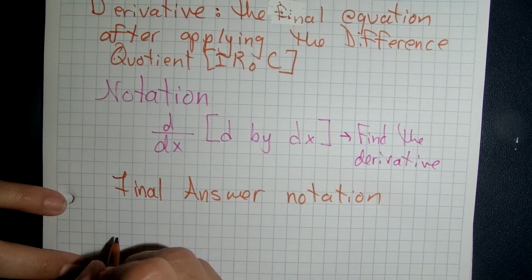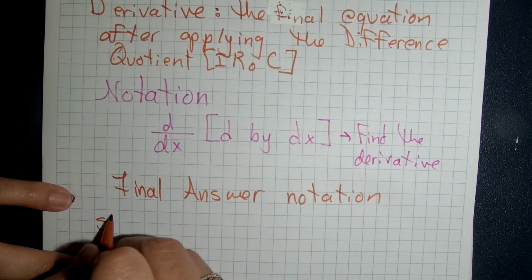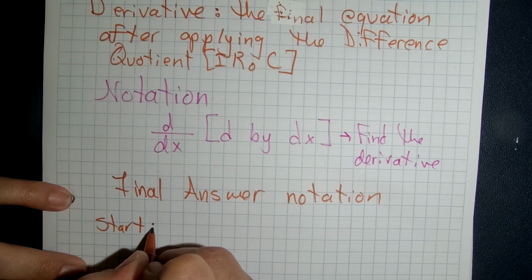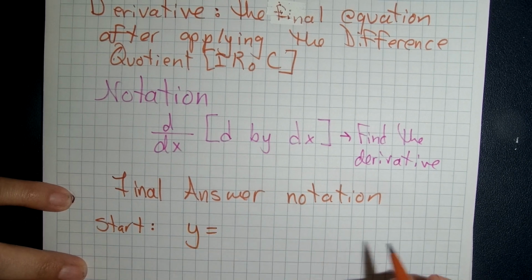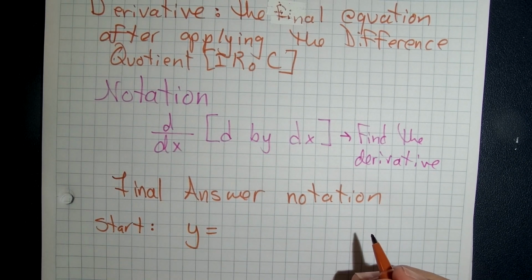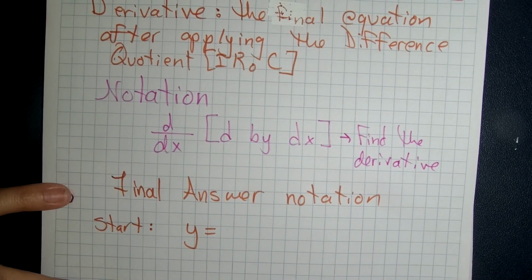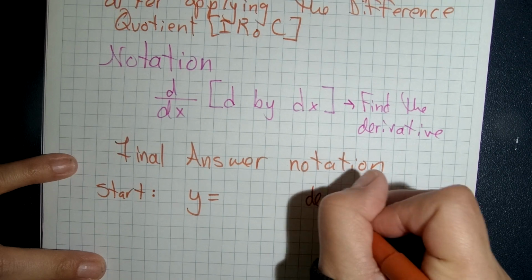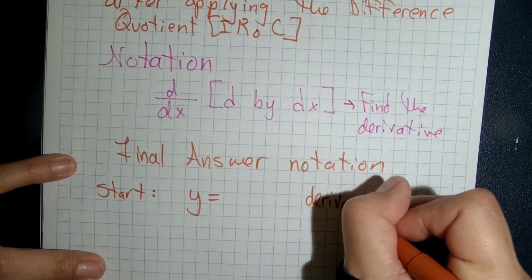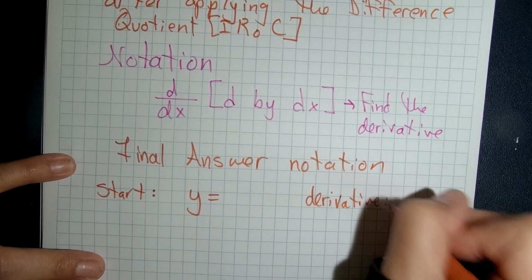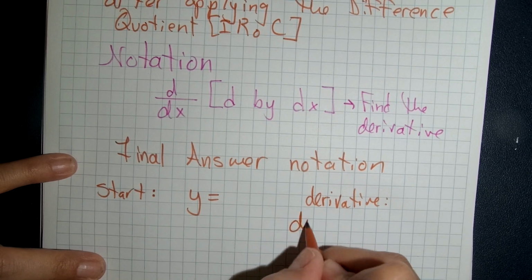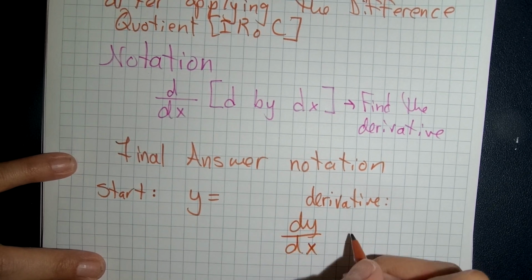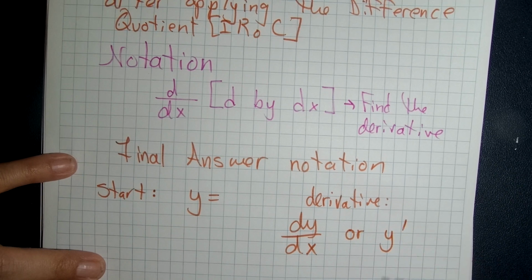So if we start out by using y equals, we have two of the following notations for derivatives. So derivative notation is as follows: dy by dx or y prime.